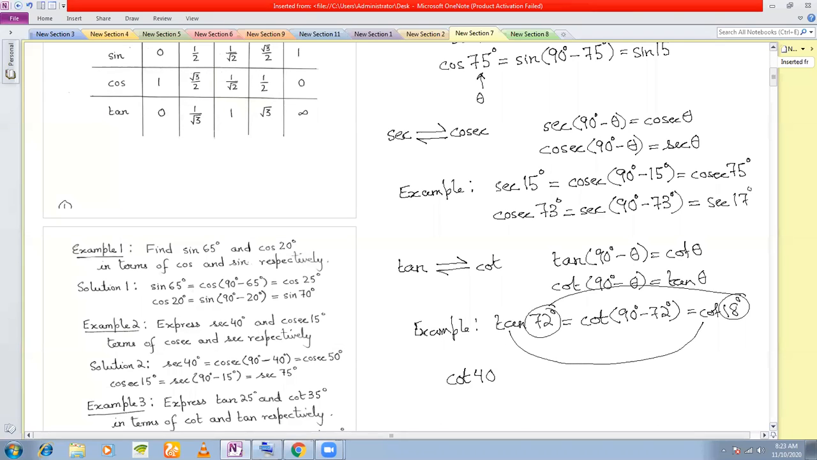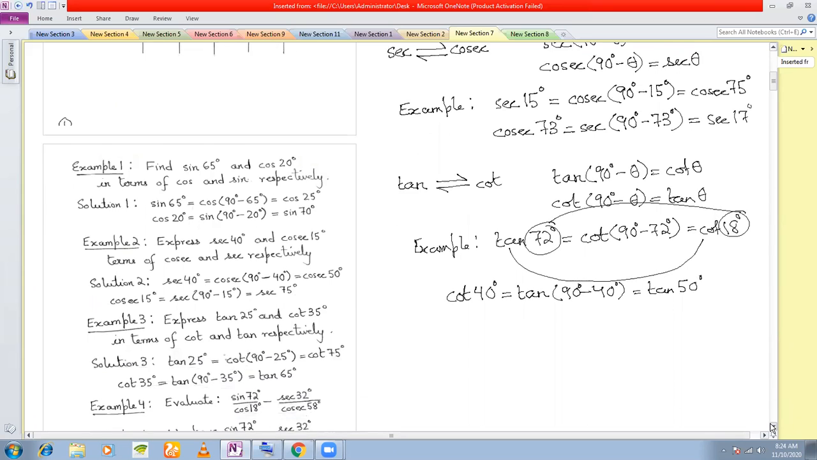Say cot 40. I want to change to tan. I like tan, and then inside I'm going to subtract 40 degree from 90 degree, so that I get tan 50 degree. So tan can change to cot, cot can change to tan very conveniently. These examples 1, 2, and 3, they just illustrate what I have just mentioned to you. Okay.